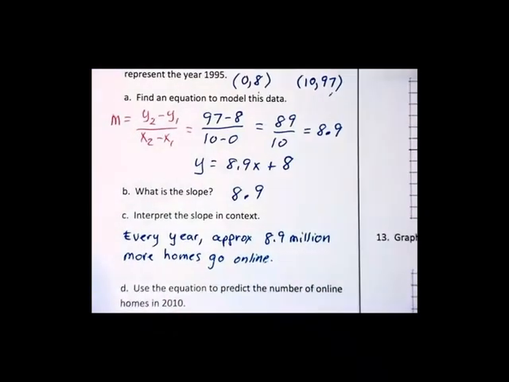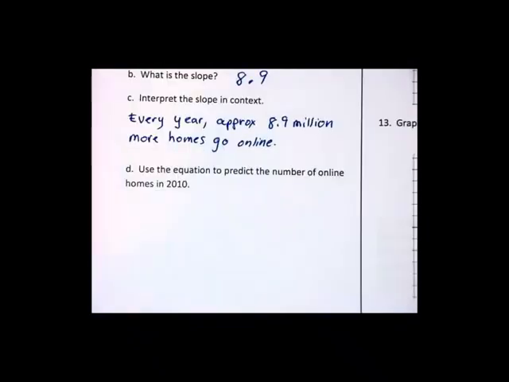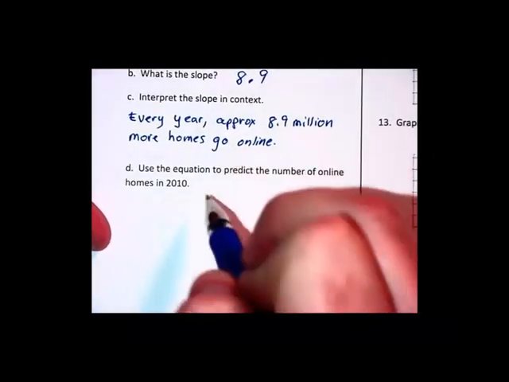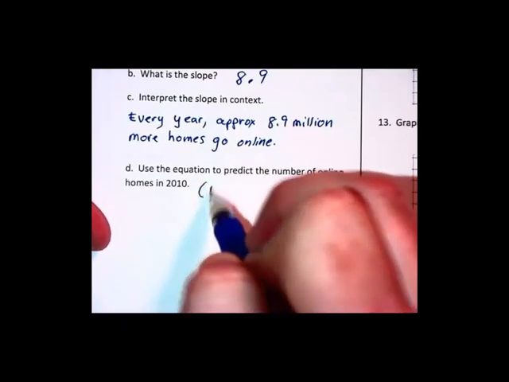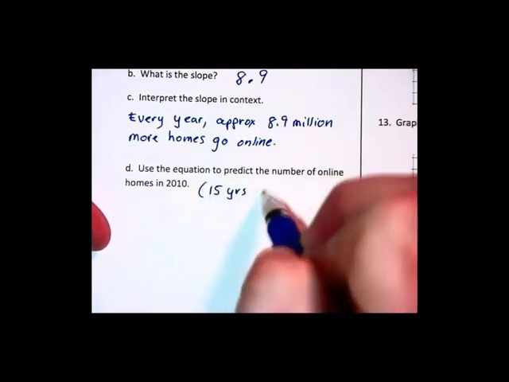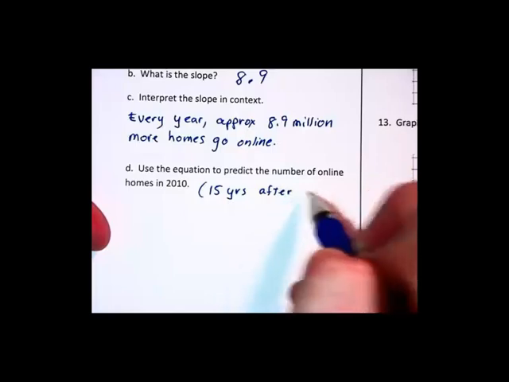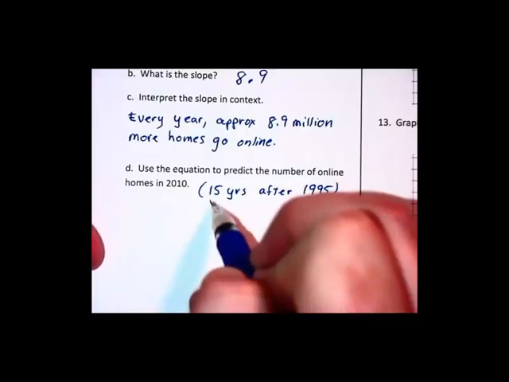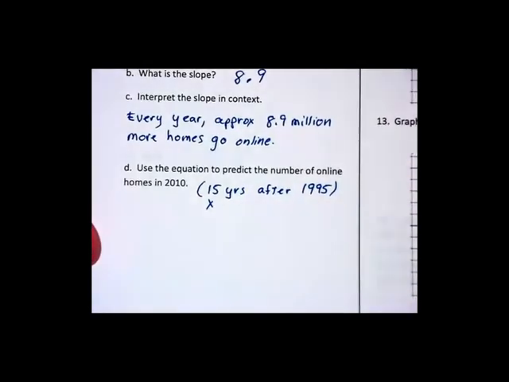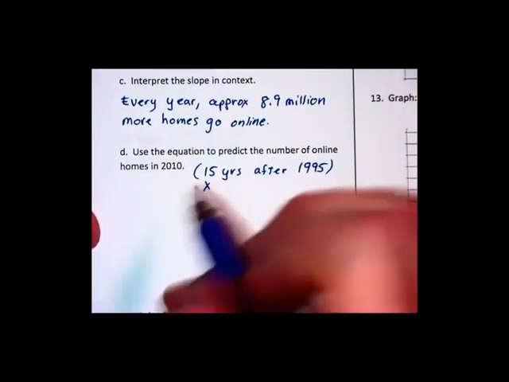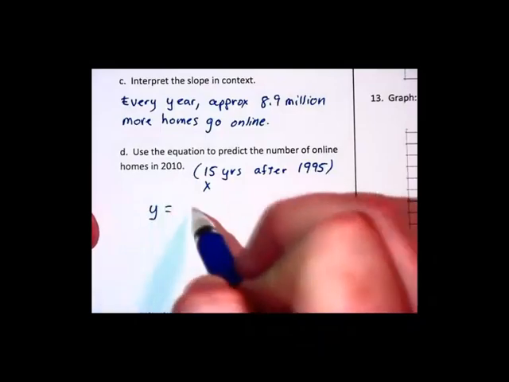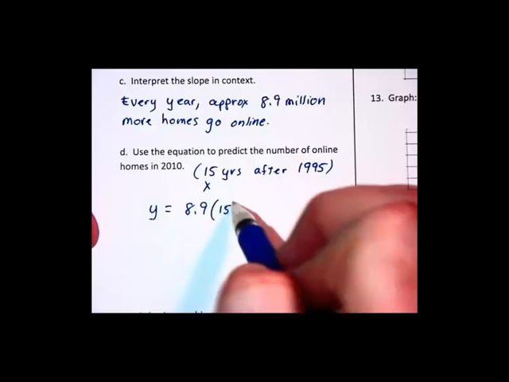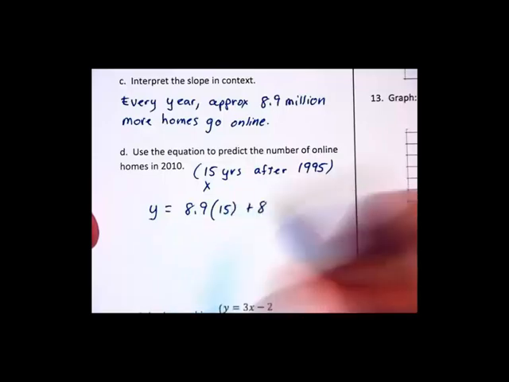It then says use this equation to make a prediction. Well, in the year 2010, that is going to be 15 years after when this problem began in 1995. So 15 is going to be the value of x, which we substitute into the equation. Now the equation again is y equals 8.9 times x, in this case 15, plus 8.